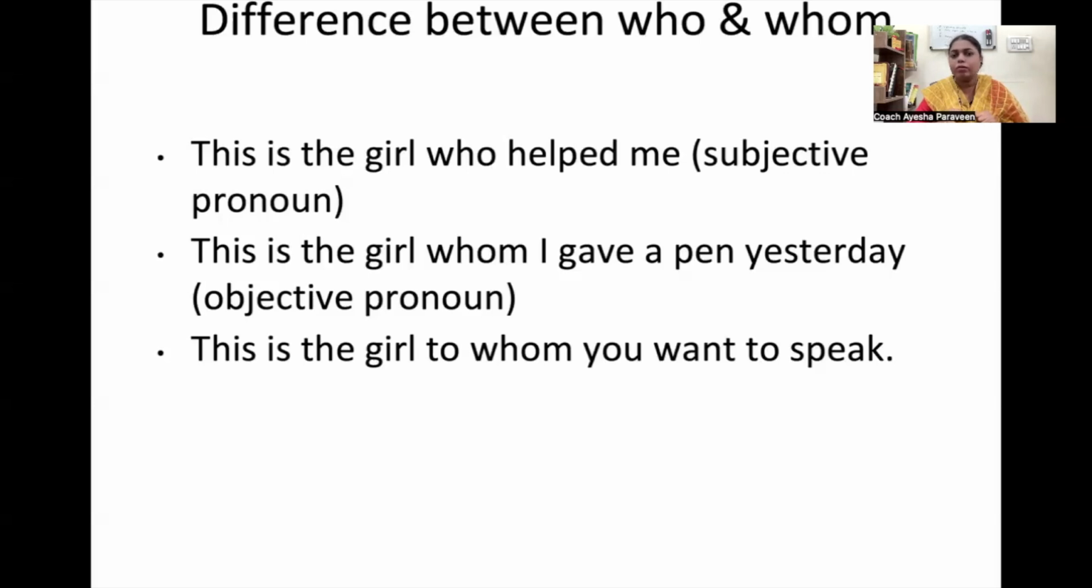If the girl is in object place, we use whom, because who and whom we use for both people only. But in which place we have to use who and where we have to use whom, we should know very well. This is the girl to whom you want to speak. You want to speak, you is the subject, and the girl is the one to whom you want to speak. It is an object place. So check who or whom is rightly used.